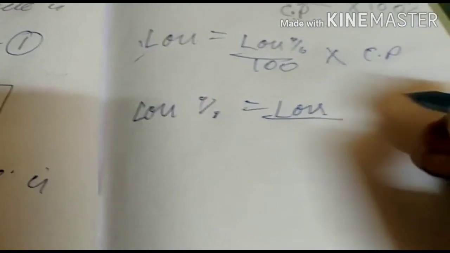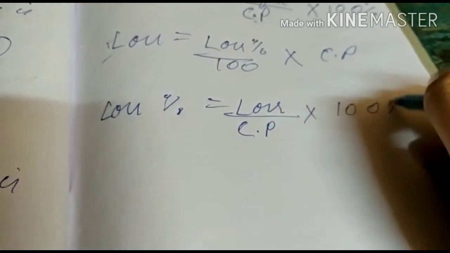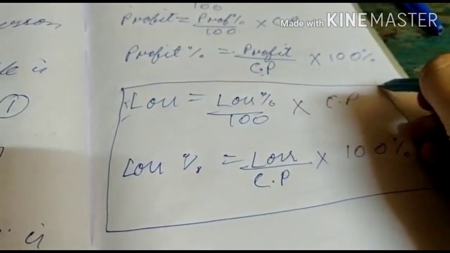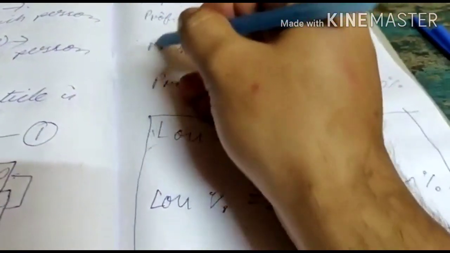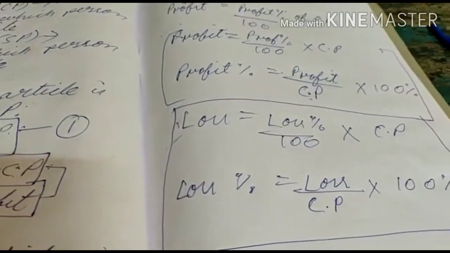So your profit percent was 1 upon 4 into 100%. 1 is your profit, 4 is your cost price at which you bought. 1 out of 4 you earned. You invested 4 and you earned 1 out of it. So loss percent is loss upon CP into 100%. These formulas are for loss and these are for profit. Okay, so what further?